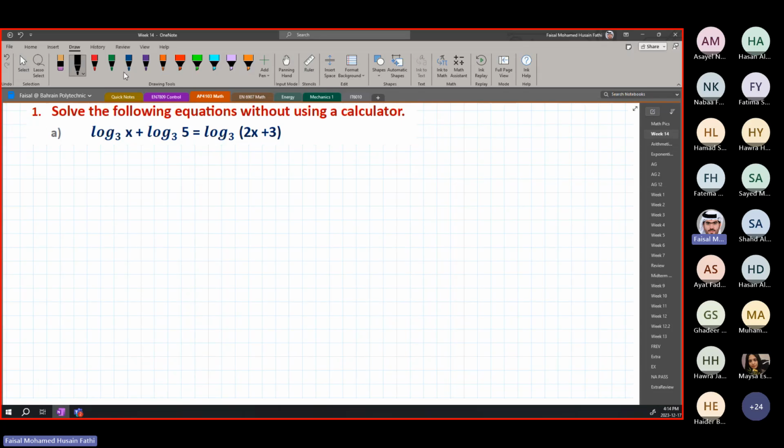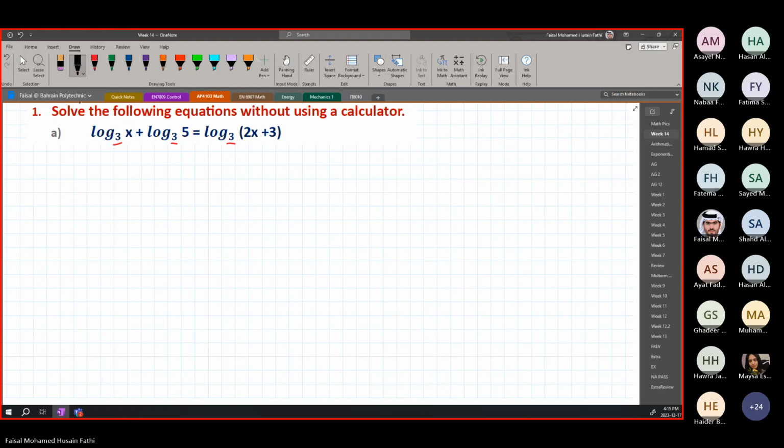logs. Now, log base 3 of x plus log base 3 of 5 is equal to log base 3 of 2x plus 3. Again, don't let this scare you at all. Step by step. First thing, check: bases are all the same. They're all three. So we can apply the solving methods that we have learned, the rules of logarithms. We can use them all.